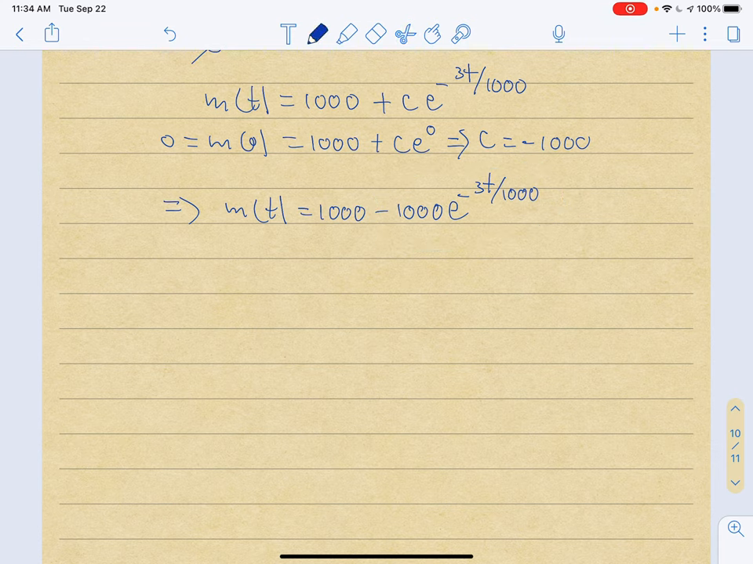All right, so this covers basically all types of problems that we're going to consider in the section. So next time I'm going to move on to the next section.